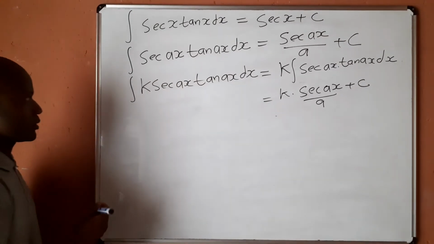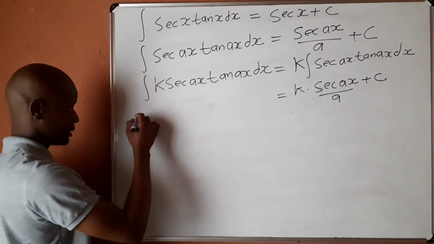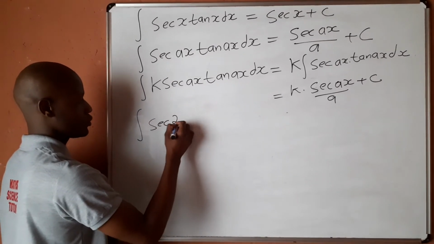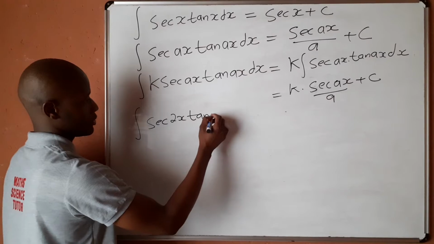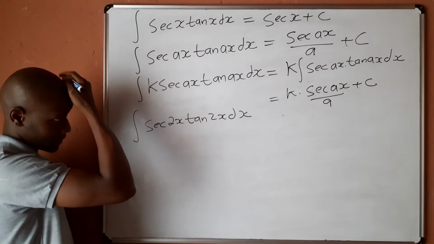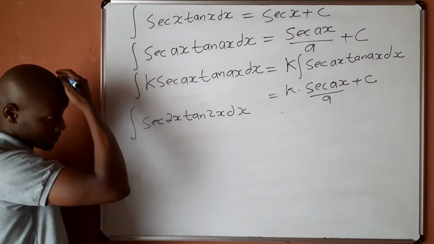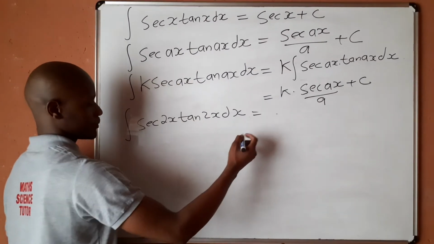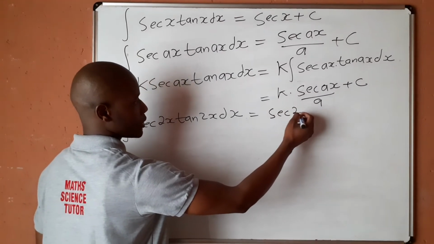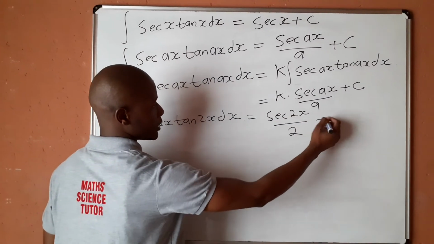Now I'm doing examples. They can say integrate sec 2x tan 2x dx. This is easy, guys. Integrate sec 2x tan 2x dx, which is sec 2x divided by 2 plus c.